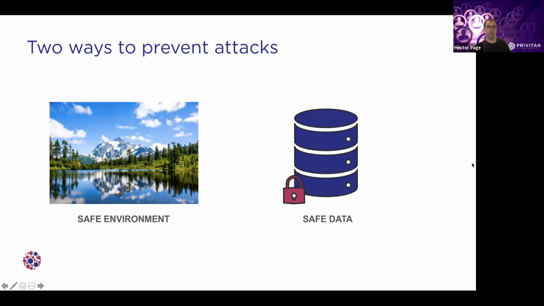So there's two things you can do about this. I like to think of two ways to prevent these kinds of attacks. So one is you can focus on having a safe environment. And by environment, I mean everything to do with the data that isn't actually the data itself. So things like who you release it to, and what you think those people are capable of doing, and what other data they might have that might help their attack. So you can think of the environment as the factors not to do with the data that limit the motivation and opportunity of a would-be attacker.